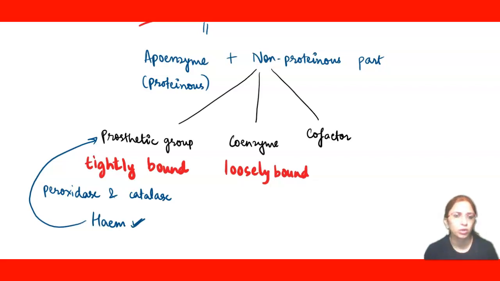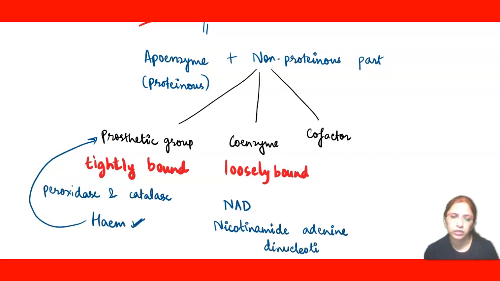Now let's come on to the coenzyme. As I said, these are the non-proteinous parts which are loosely bound to the apoenzymes. So it includes majority of the vitamins. NAD is one of the coenzymes which participates in majority of the metabolic reactions. So NAD stands for nicotinamide adenine dinucleotide. Okay, so NAD is an example of coenzyme. These examples are to be learned thoroughly.